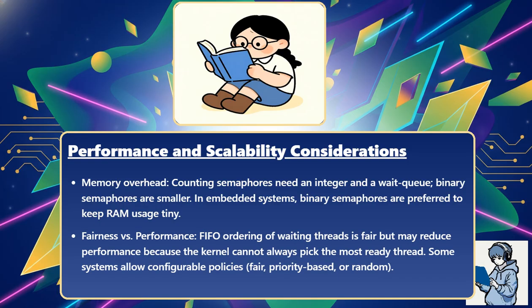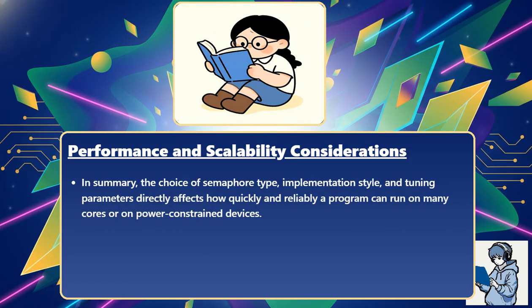Fairness versus performance: FIFO ordering of waiting threads is fair but may reduce performance because the kernel cannot always pick the most ready thread. Some systems allow configurable policies: fair, priority-based or random. In summary, the choice of semaphore type, implementation style, and tuning parameters directly affects how quickly and reliably a program can run on many cores, or on power-constrained devices.